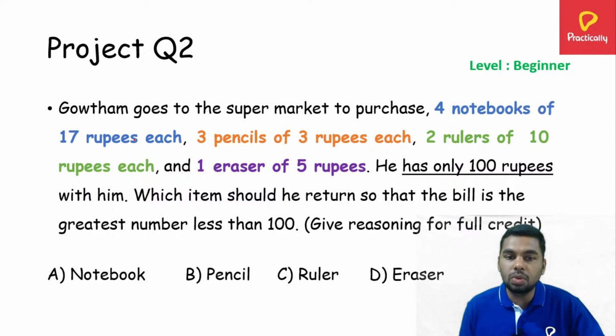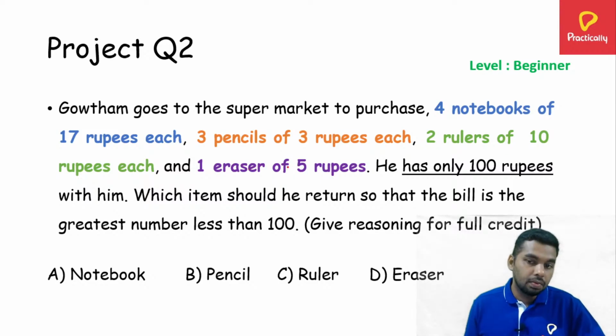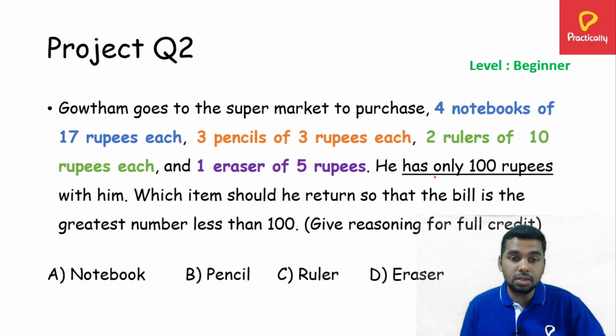So 80 minus 12, which is 68. 68 plus 3 times 3 is 9. 68 plus 9 is 77. 77 plus 20, that is 97. 97 plus 5, which is 102. So 102 is the total spent money for this bill, but he has only 100 rupees. So which means he has to return at least one item.